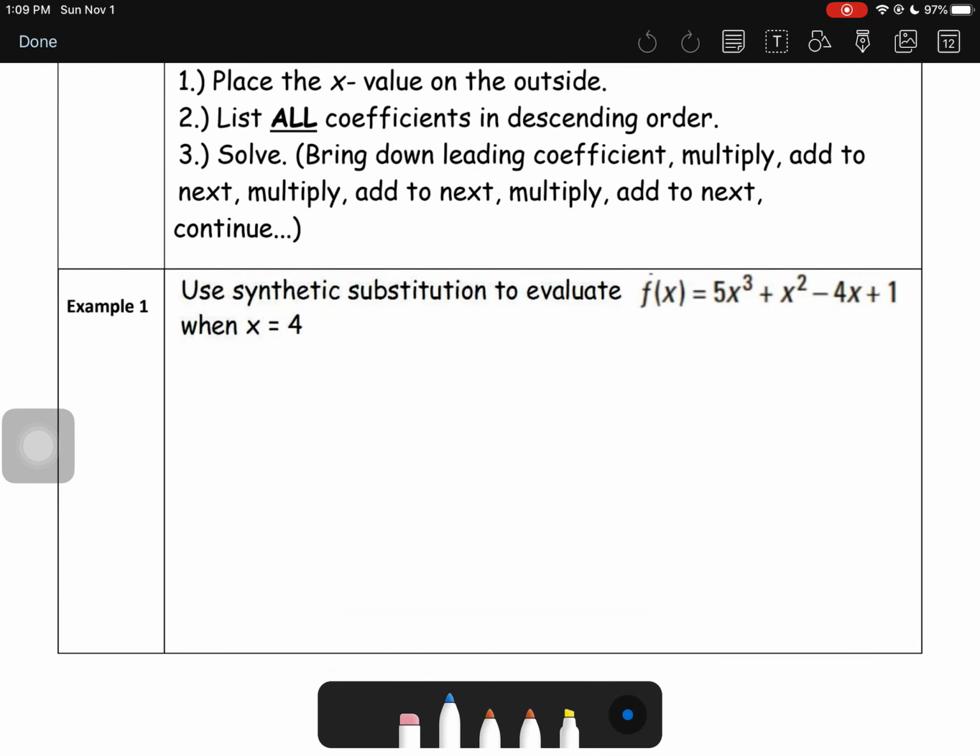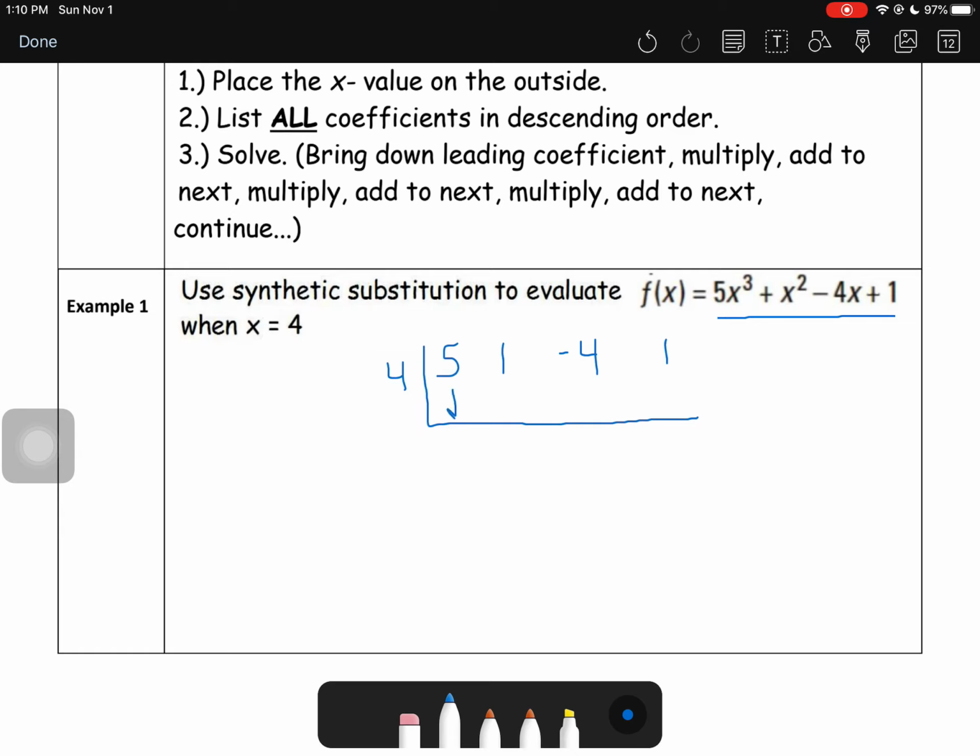So what we're going to do is we make sure that our polynomial is in standard form, and it is. So we put our 4 out front. I like to do it with a right angle symbol. We bring our coefficients, so we have a 5, a 1, a -4, and a 1. And if you're missing any of the variables, in other words, if there's an x squared missing or if there was an x missing, you would put a 0 in as a placeholder for that coefficient.